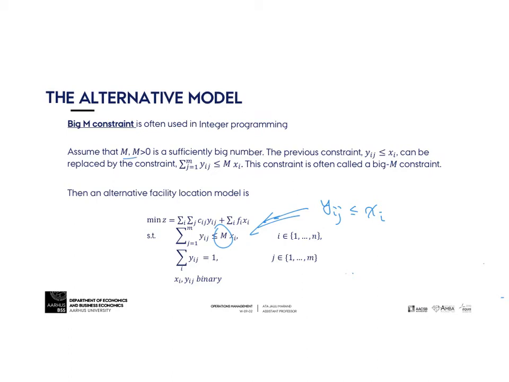So we assume M is a sufficiently big number. Now we can use a new constraint. This constraint is normally called a big M constraint. So now we have an alternative facility location model. In the Excel spreadsheet, I have tried to explain how to solve such a problem. In our example problem, you have 5 customers and 3 facilities, so you can think about this M as something greater than or equal to 5.